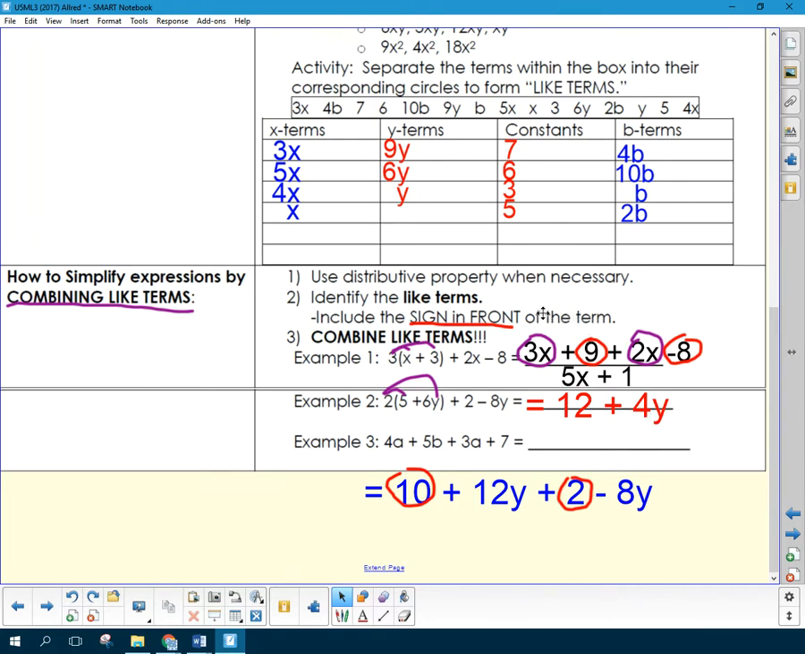Edpuzzle is going to ask you to do number 3, and then that's going to be all for Edpuzzle today. Hopefully you did number 3. You got 7a plus 5b plus 7. That's the simplified expression for number 3. 7a plus 5b plus 7.